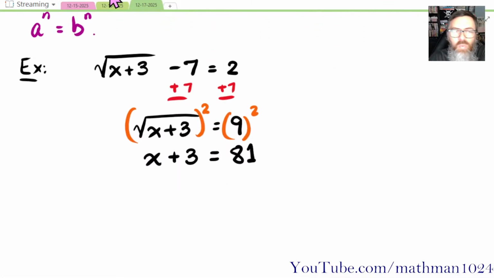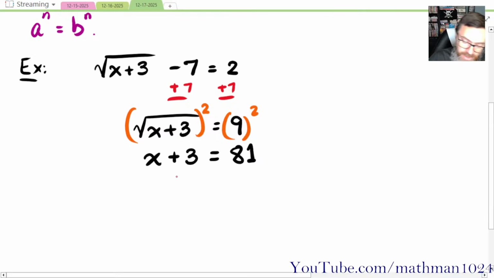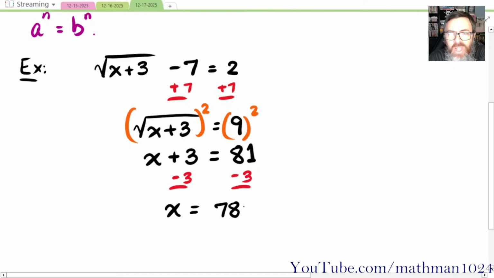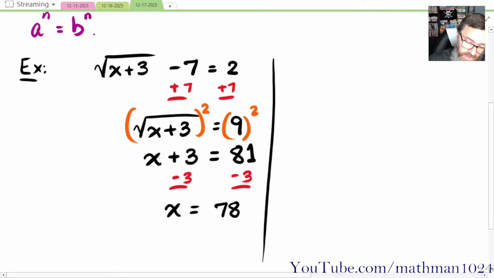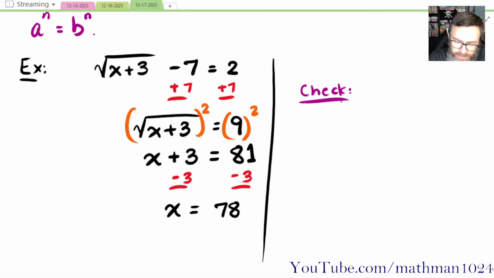And then we look at what we have left over. This is just a linear equation. X plus 3 equals 81. Subtract 3 on both sides. So you get x equals 78. Now, before you box this, you want to make sure that you do check this against your original equation. I mean, it should work out. We didn't do anything weird, nothing strange happened. But always take the time to check your work, especially when you're dealing with roots that are even. I mean, like square roots, fourth roots, and so on.